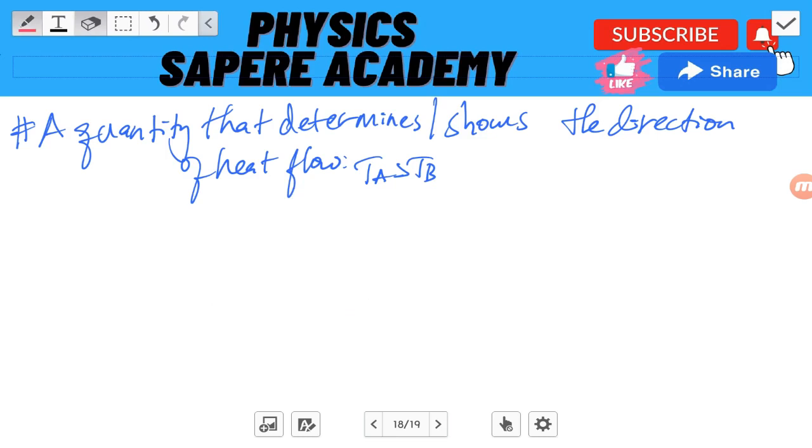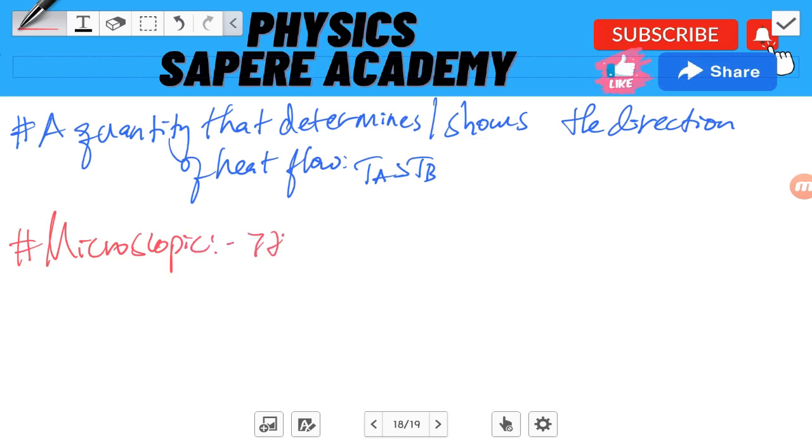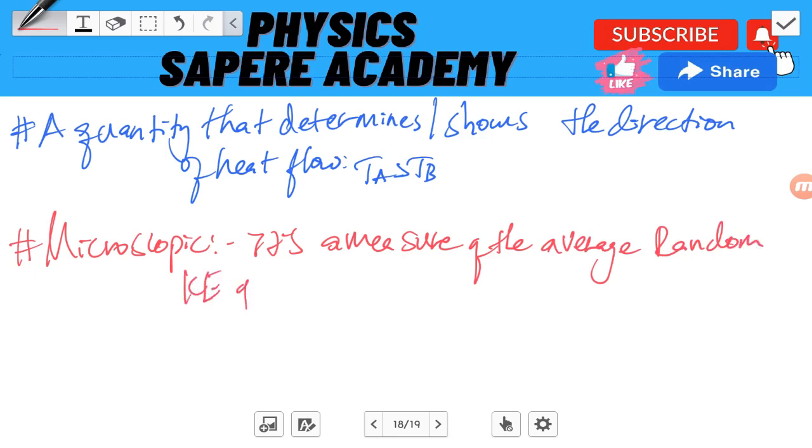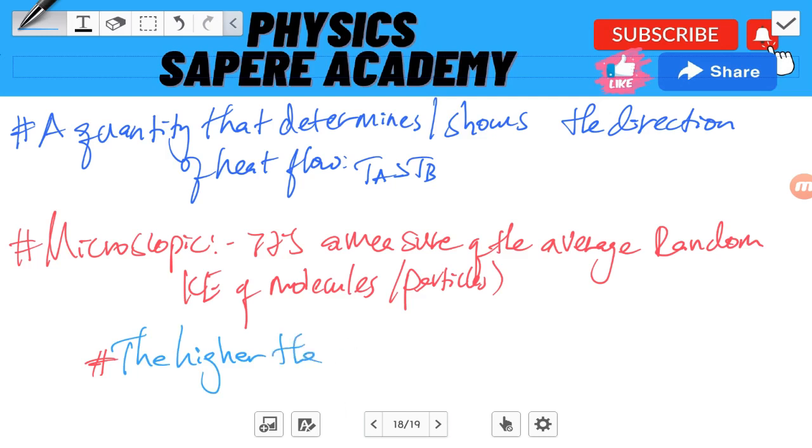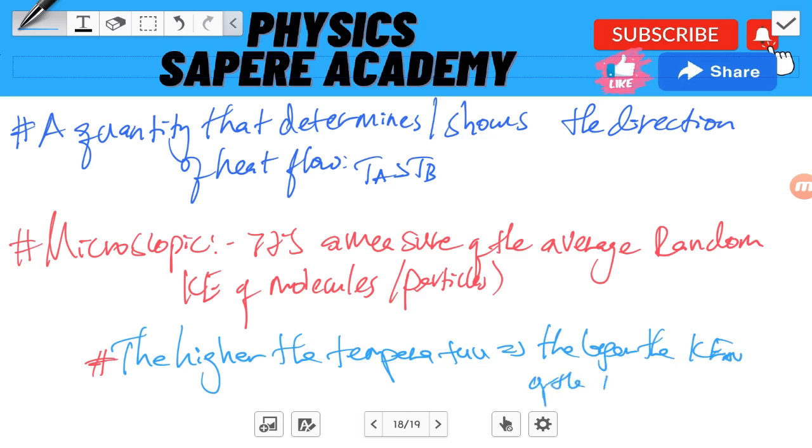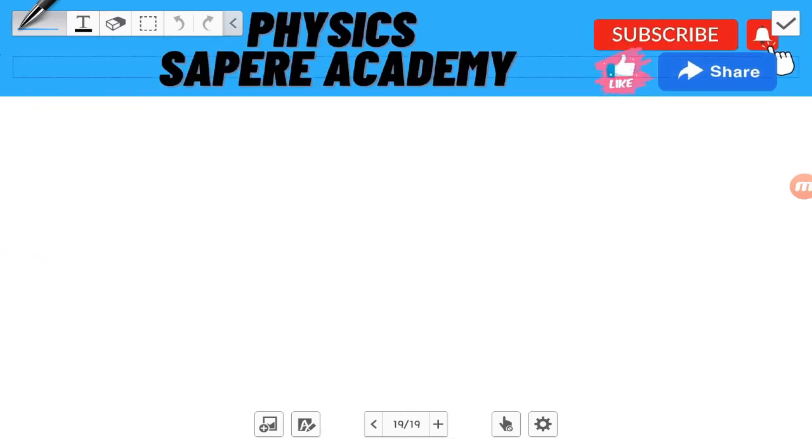Now we can also identify that it is an average measure. Here, the microscopic definition: it is a measure of the average random kinetic energy of molecules or particles. That is, the higher the temperature is, the larger the average kinetic energy of the particles. Now, let us actually do a question.